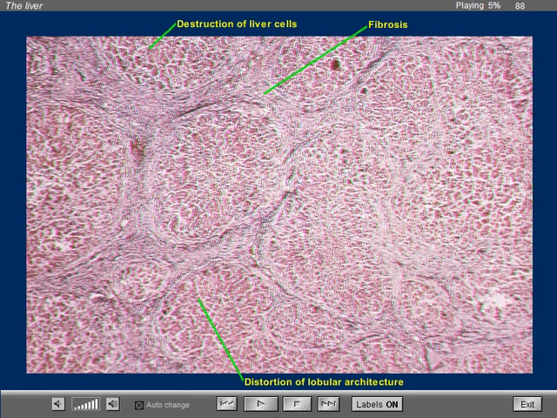This histological section of the cirrhotic liver shows the three basic histological lesions. Number one, the destruction of liver cells and regeneration of liver cells. Number two, the presence of fibrosis. And number three, the distortion of the liver lobular architecture. And these changes are responsible for the sinusoidal and post-sinusoidal obstruction and eventually portal hypertension.